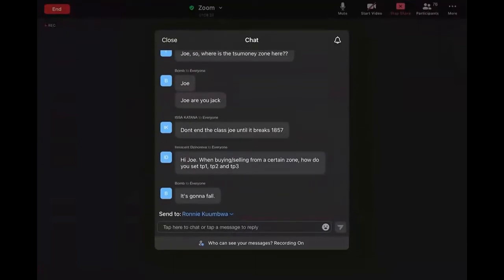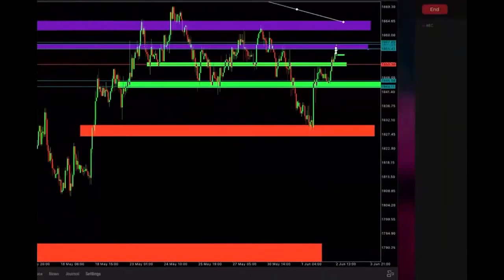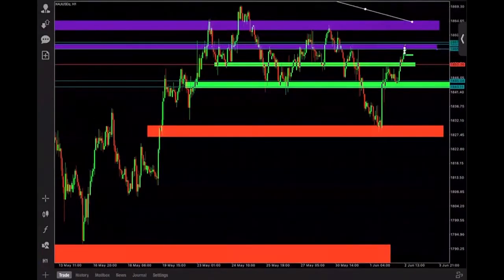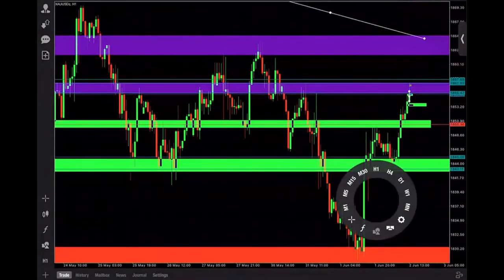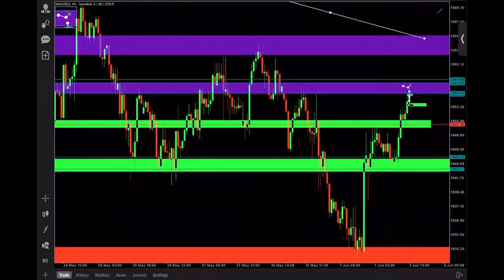All right. Hi, Joe. When you're buying or selling from a certain zone, how do you set TP1? Usually you just have to already label your zones. For example, you take a sell here. You know that if it cannot break this here, it will not fall here. So we can TP here, 50 pips, or here. But how do you know exactly where to TP?